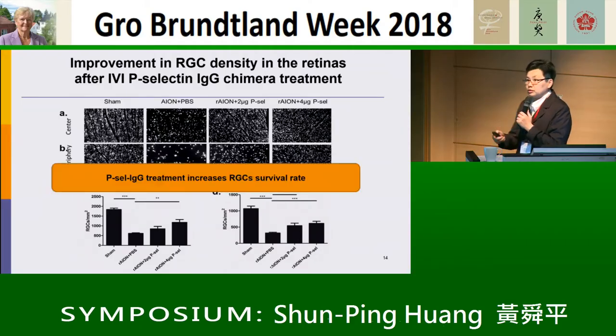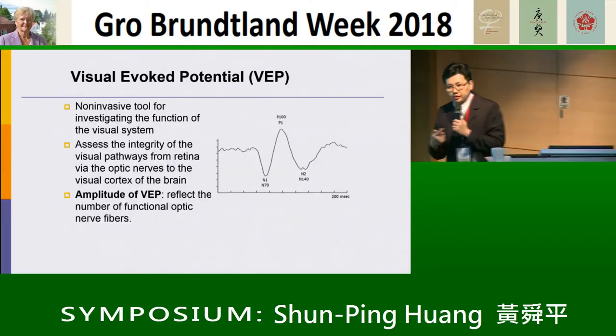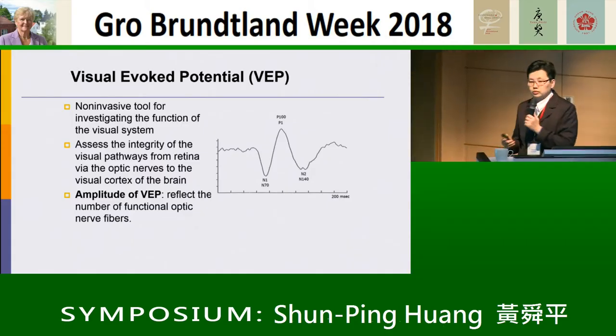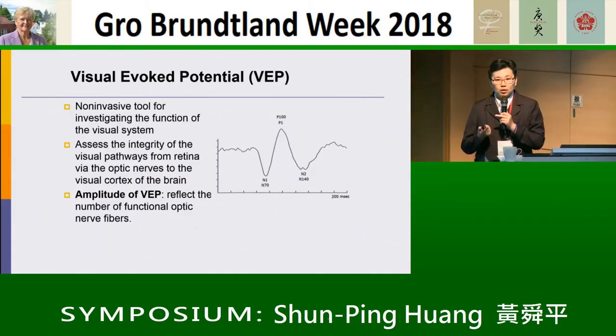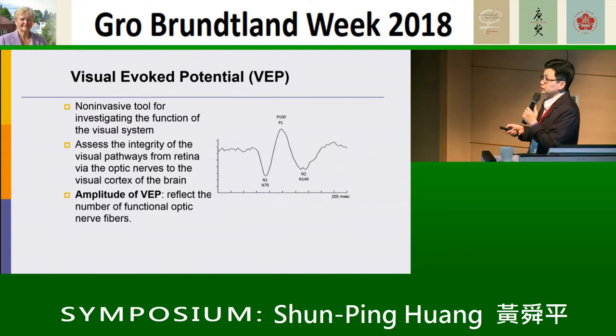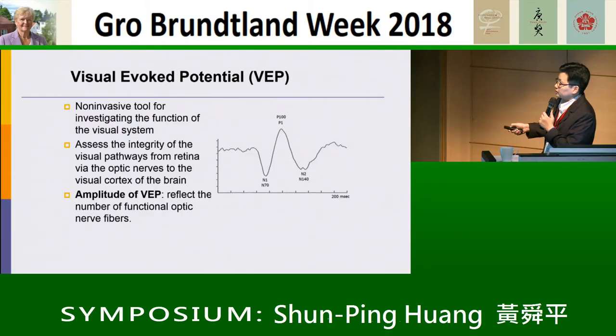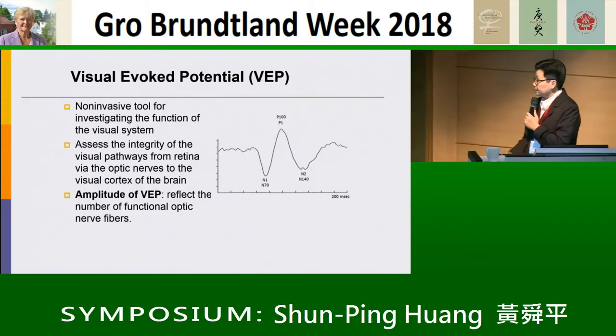And next, the function. We see we already preserve the retinal ganglion cell, and we want to evaluate how the visual function performs. So we use the visual evoked potential. This is a non-invasive tool to evaluate the function of the visual system. Here we have the light stimulus, and then you get the wave. Then we have the first negative wave and the first positive wave. We calculate the amplitude, which reflects the number of functional optic nerve fibers.